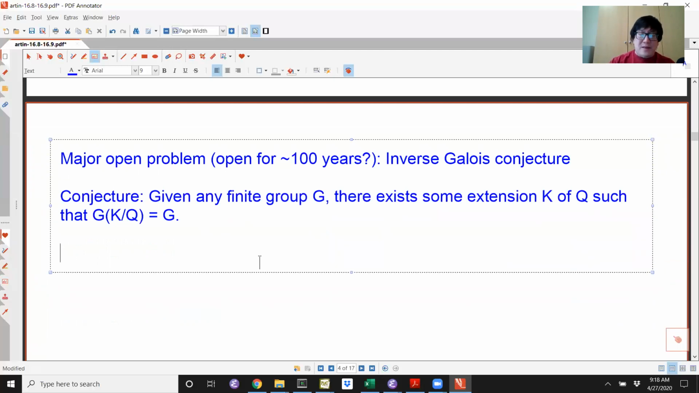Anyway, the point is that here's a good master's thesis: explain some work on the inverse Galois conjecture. I know a little, I know enough about this.